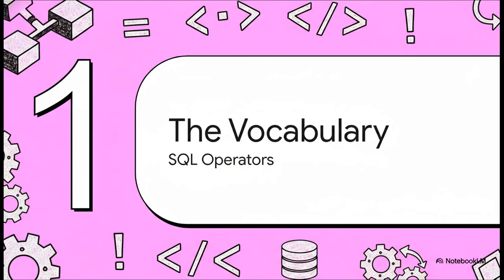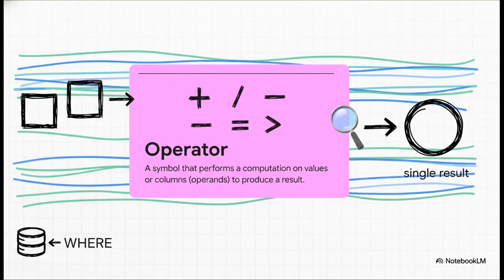Every language, of course, starts with vocabulary. And in SQL, our most basic words are called operators. These are the building blocks we're going to use to build all of our questions. So, what is an operator? Simply put, it's a symbol that does something. It's like the verb in our SQL sentence. It takes a couple of values, which we call operands, and it performs some kind of calculation or comparison, and then it gives you a single, clear result.